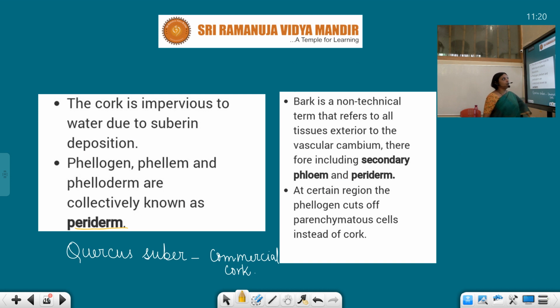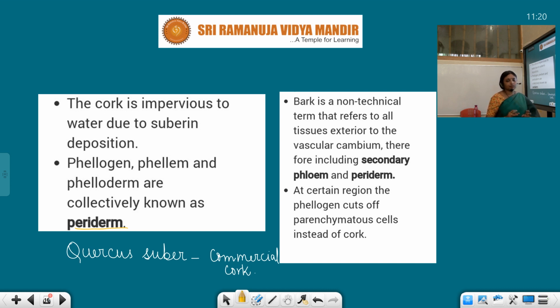And bark is a non-technical term that refers to all tissues. We call that bark, but bark is not a scientific, technical term. Bark is a non-technical term that refers to all tissues exterior to the vascular cambium, outside the stele. These phellum, phellogen and phelloderm structures are formed, and together they are known as bark, because in the mature plant, in older trees, the epidermal part is ruptured because the secondary xylem and phloem part is increasing.